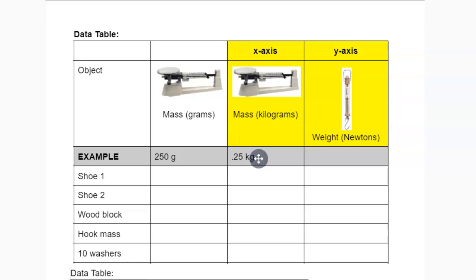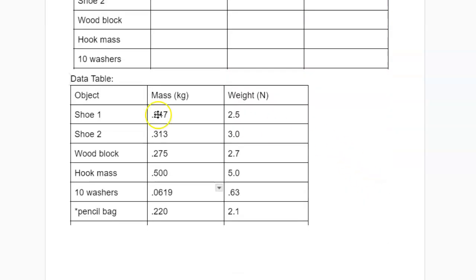In this video, we're going to go over how to derive the weight and mass equation, as well as how to calculate using that equation. So first, we collected some data based on various objects. We collected the data of these objects using a triple beam balance to measure their mass, and then we used a spring scale to measure their weight. Having these two sets of data, we were able to graph them.